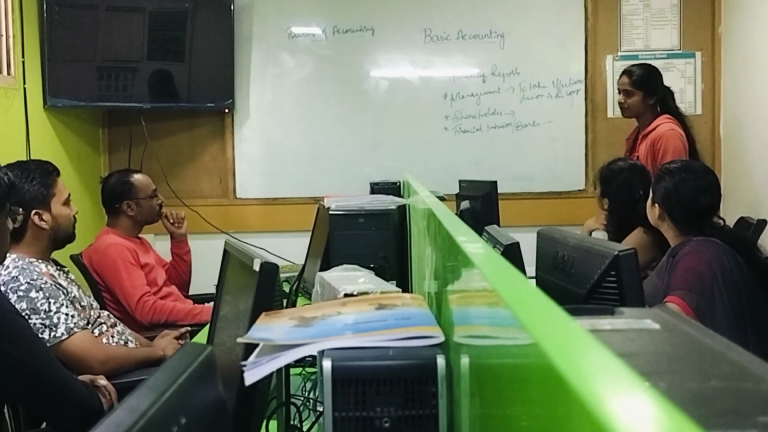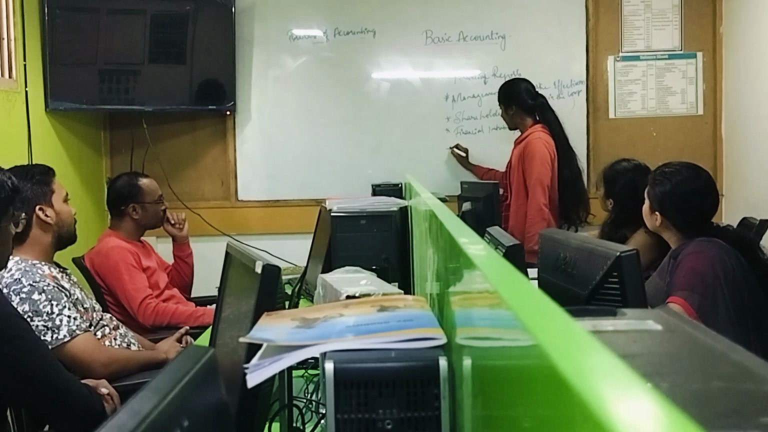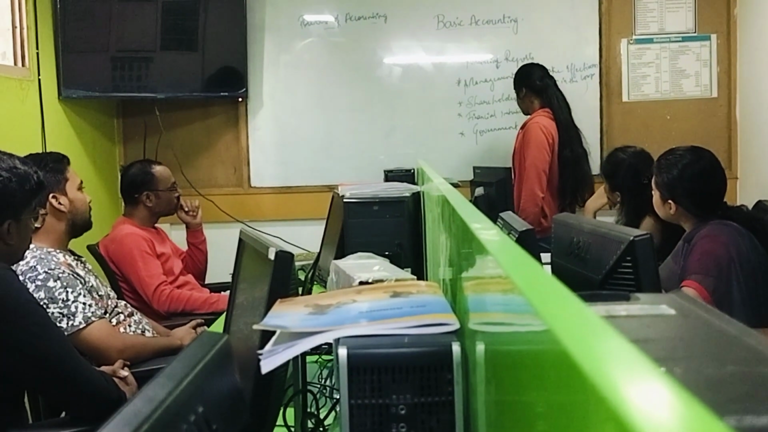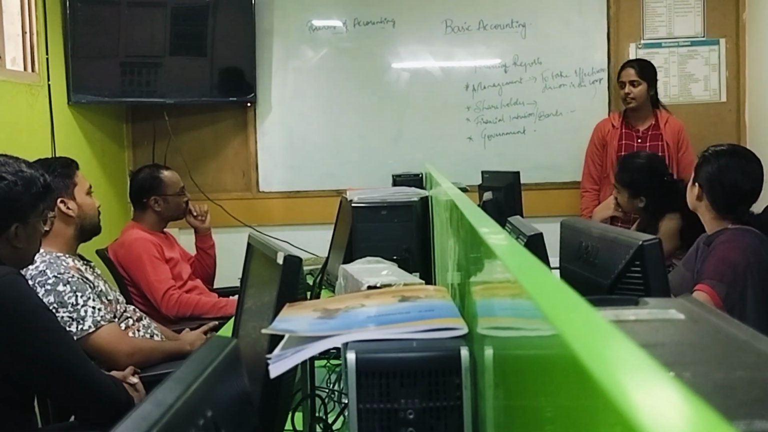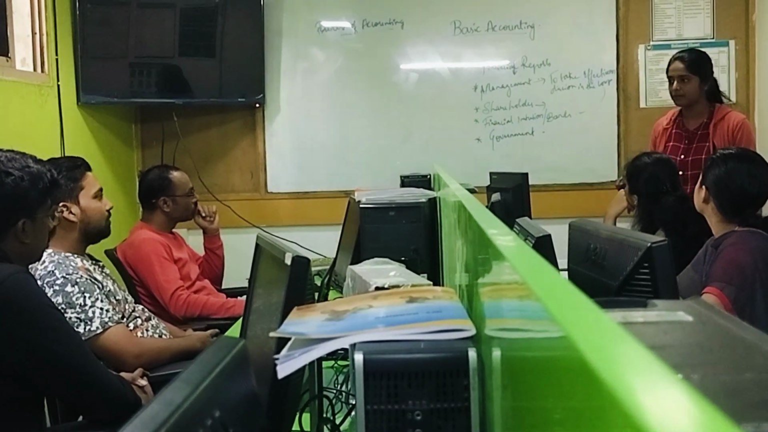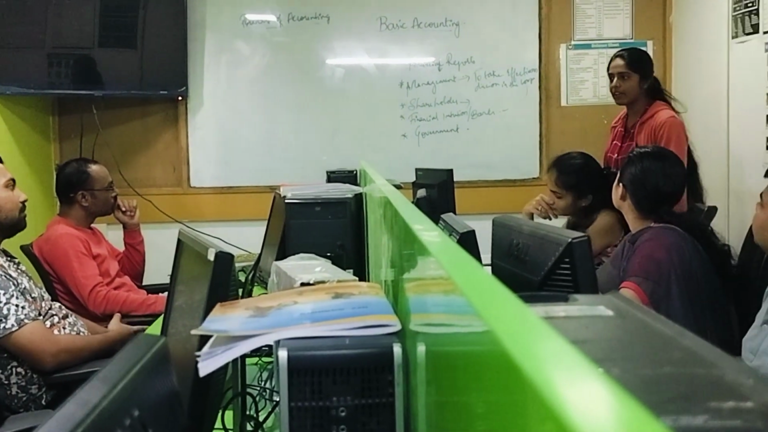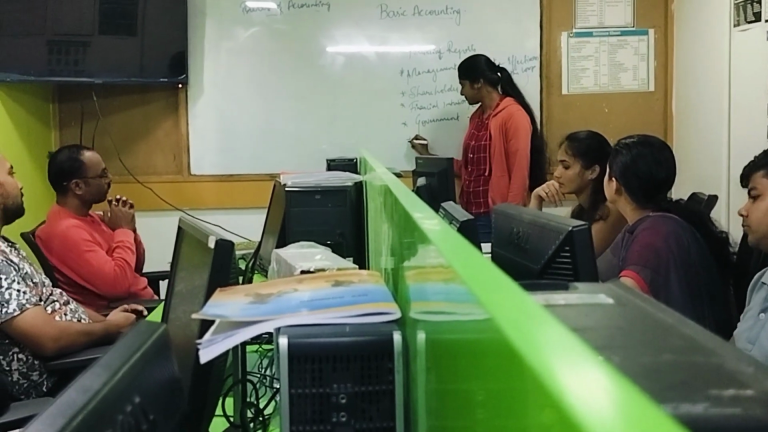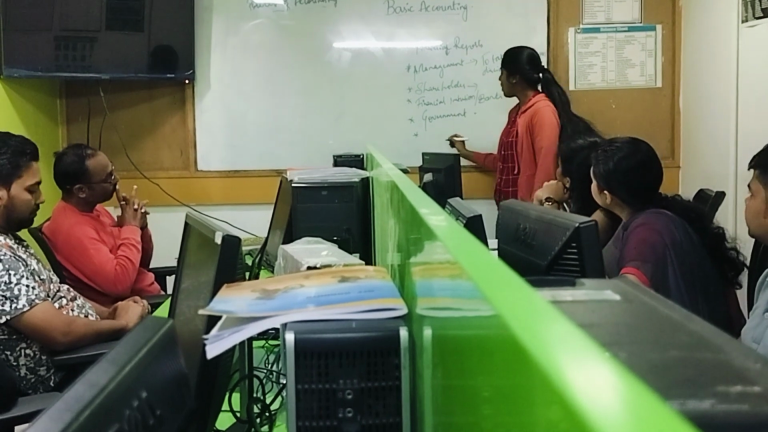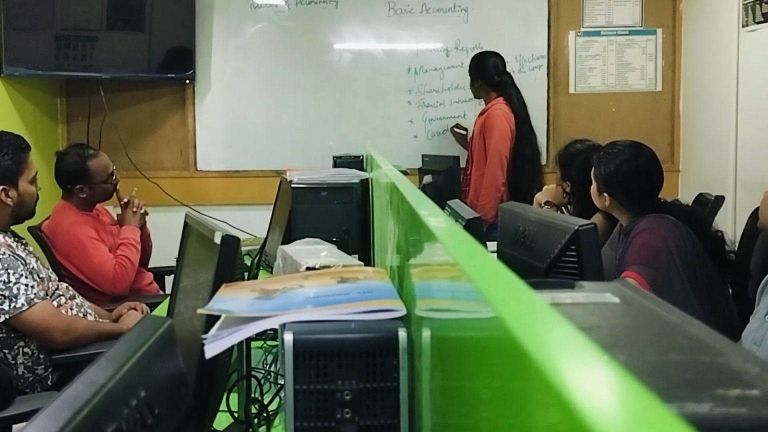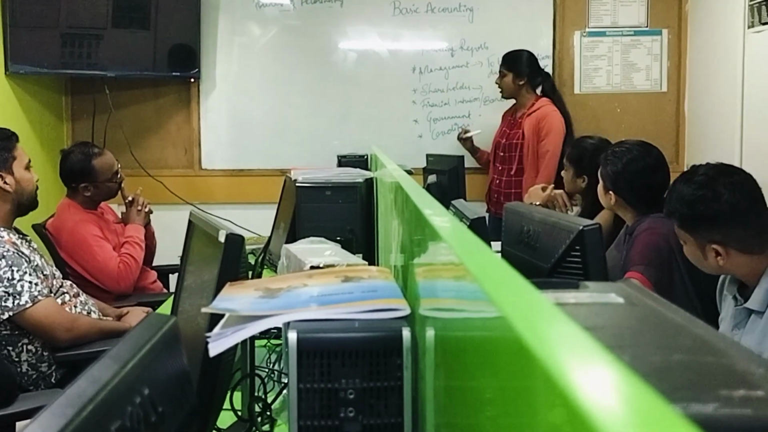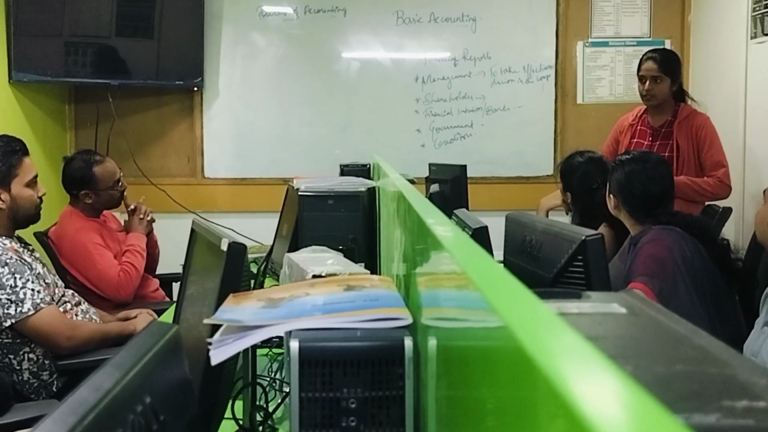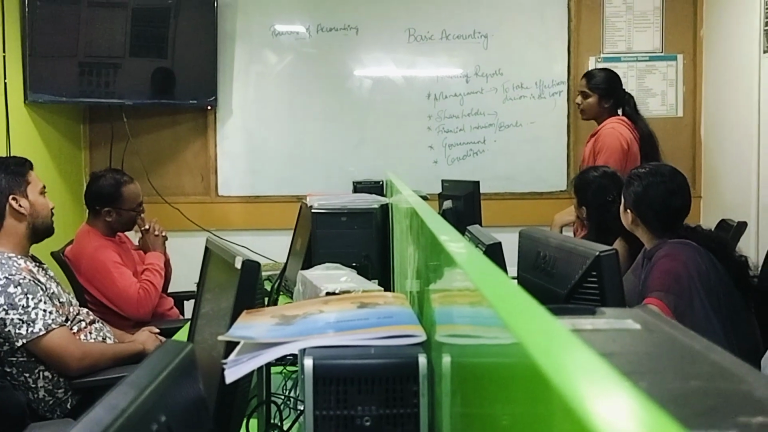And the next? For the government, yeah, right? We are doing a legal business and we are paying the tax on time. So for this purpose, we have to show our reports to the government. And any other? Creditors. Yes, very good. So creditors. Why creditors? What do you mean by creditors here? Because we have purchased goods on a credit basis.